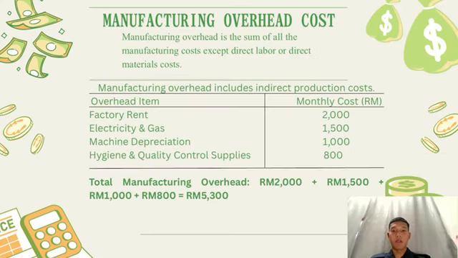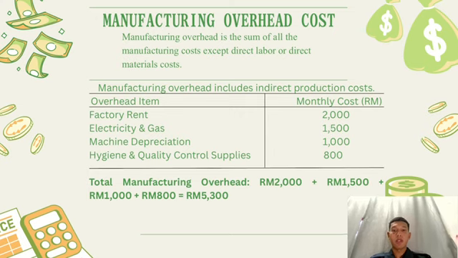The next slide is manufacturing overhead cost. Manufacturing overhead is the sum of all the manufacturing costs except direct labor or direct material cost. So manufacturing overhead includes indirect production costs, for example factory rent, electricity and gas, machine depreciation, hygiene and quality control supplies.